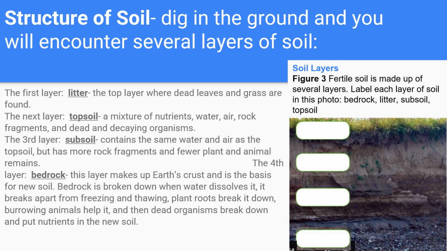Bedrock is broken down when water dissolves it. It breaks apart from freezing and thawing. Plant roots break it down, burrowing animals help it, and then dead organisms break down and put nutrients in the soil. So, here we have figure 3, where we need to label each layer of soil in this photo: bedrock, litter, subsoil, and topsoil. And we just discussed that. So at the top we have litter, then topsoil, then subsoil, then bedrock.